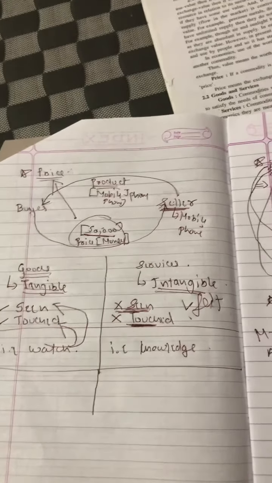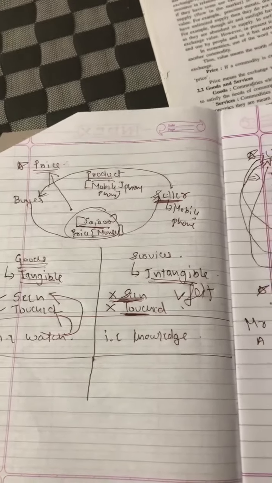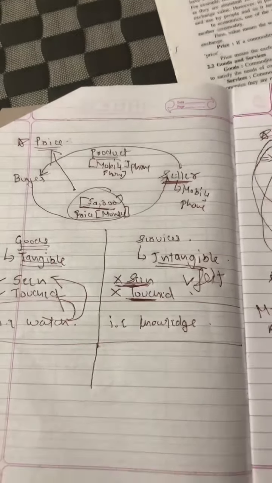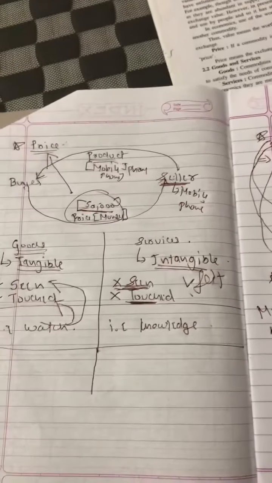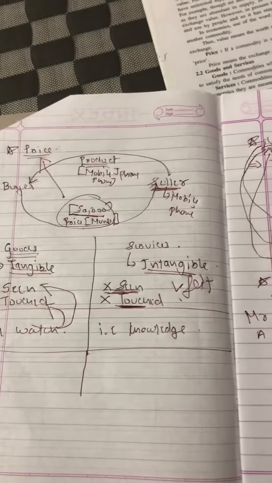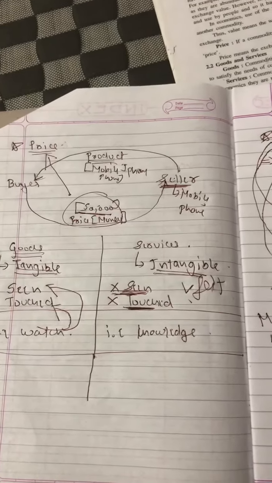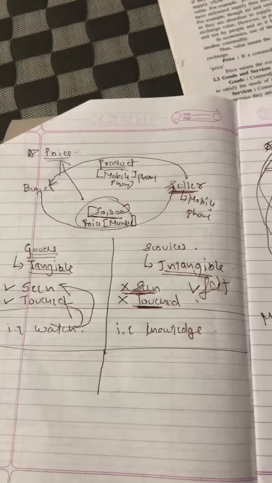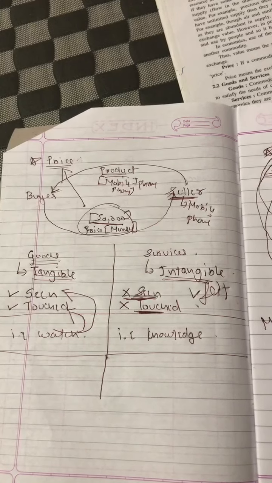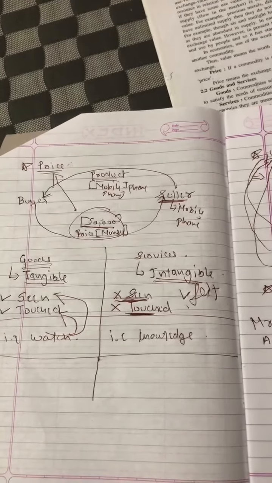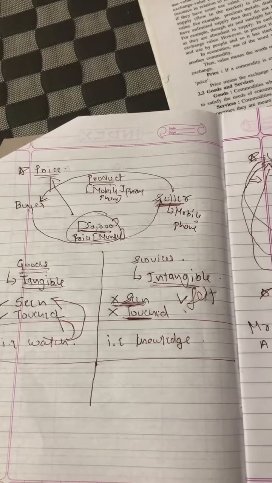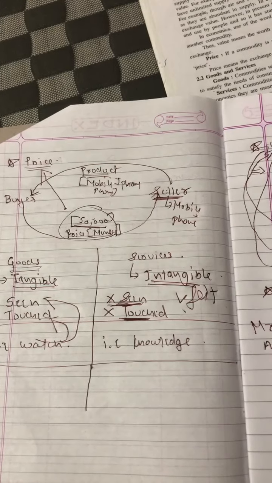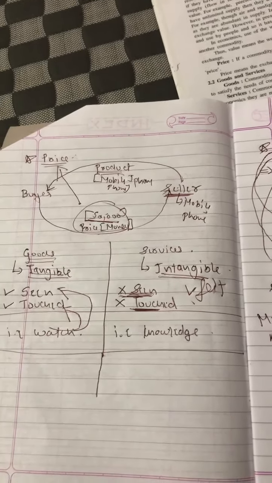For example, knowledge. Right now I'm giving you knowledge, right? Can you see the knowledge that I am trying to give you? Is knowledge something that I am giving you on a plate? No, you cannot see services. You cannot touch services. I am giving you knowledge. Can you see it? No, you cannot see the knowledge that I am giving. Can you touch the knowledge that I am giving you right now? No, you cannot touch the knowledge. So services are intangible. That means they cannot be seen, they cannot be touched, but they can only be felt.